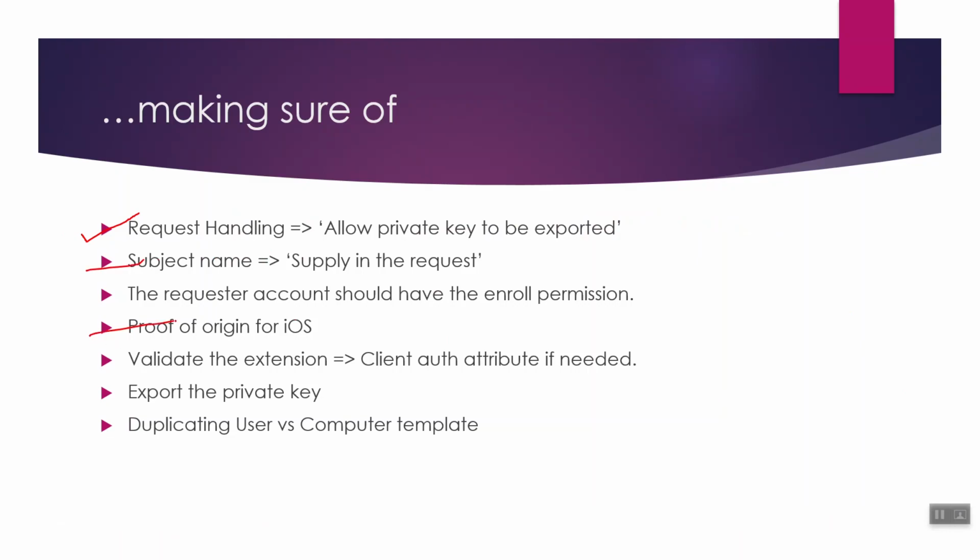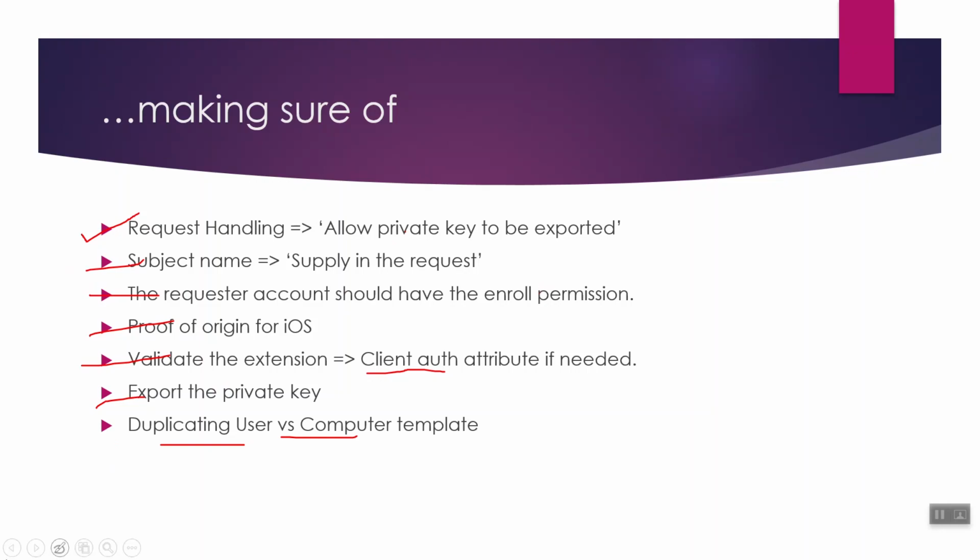We have to uncheck proof of origin. We have to validate that the extension has a client auth. We have to export the private key, as I said over here, and then we can duplicate a computer or a user template. There are some differences which we will see, and we'll have to make sure that sufficient enroll permissions are there. So we will actually see this in action.